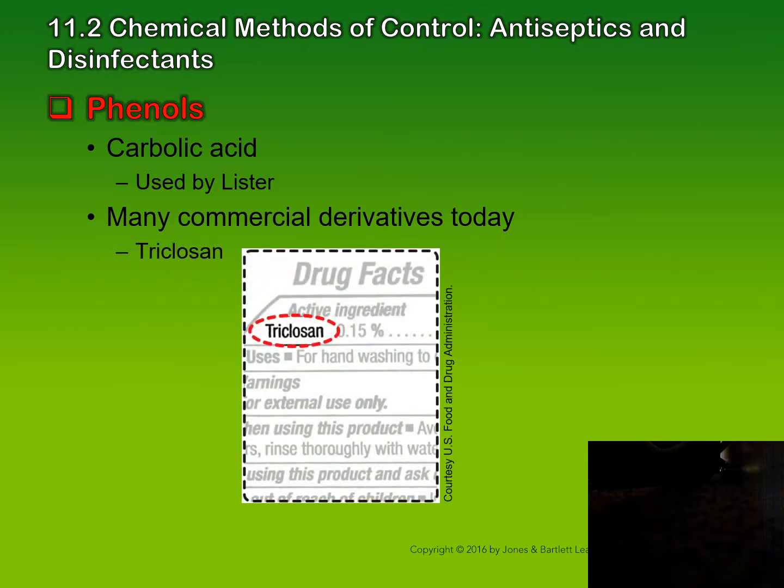Triclosan is a phenol that is used pretty extensively nowadays. You can find triclosan in many, many products. It's not terrible. You can even find triclosan in some toothpaste, and that can really kill a lot of microbes in your mouth if you would use that.